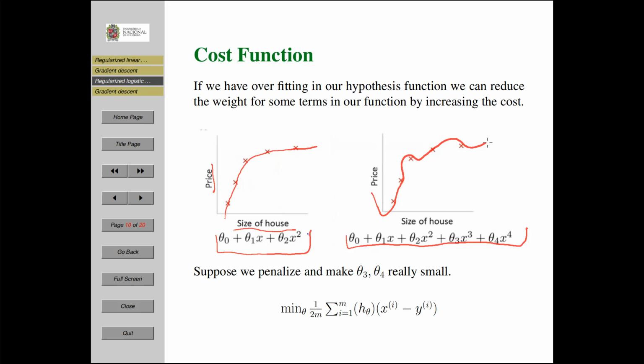Consider the following. Suppose we were to penalize and make the parameters theta3 and theta4 really small. Here is our optimization function, and we need to minimize it using the square error function. So if we make theta3 and theta4 1,000 times bigger, and we minimize the function, we are going to end up with these values of theta3 and theta4 really close to 0.